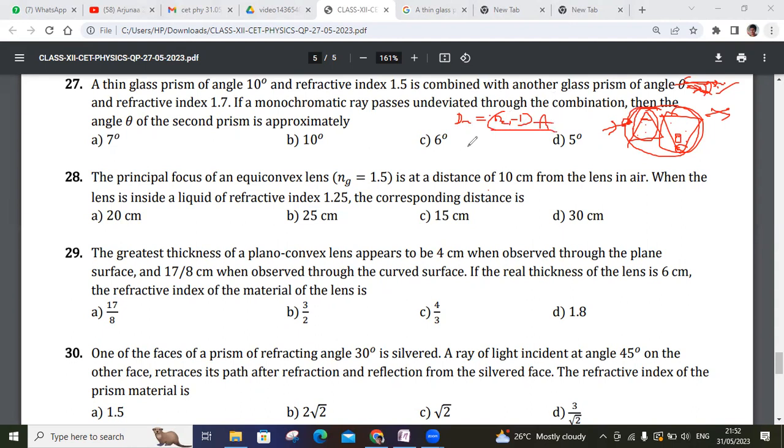So how to do it? Refractive index for this is 1.5, minus 1, into A1. A1 is 10 degrees, is equal to n2 minus 1, that is 1.7 minus 1, into A2. A2 is theta. So 0.5 into 10 is equal to 0.7 into theta. So theta is 0.5 into 10 by 0.7. This answers 50 by 7, which is approximately 7, right? 7 times 7 is 49. So it is approximately 7.